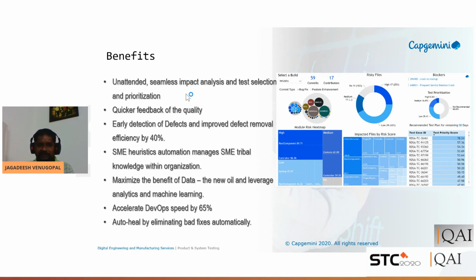And the SME heuristic mining session actually brings out these heuristics, and it maintains the SME tribal knowledge within the organization, and it maximizes the benefit of the data, where data is the new oil. We leverage advanced technologies like machine learning analytics, where we are actually catching up for the future as well. And we have seen that it actually helped our customers to increase the DevOps speed by 65%. And this can be applied for future use cases like unattended auto heal use cases and so on, right?